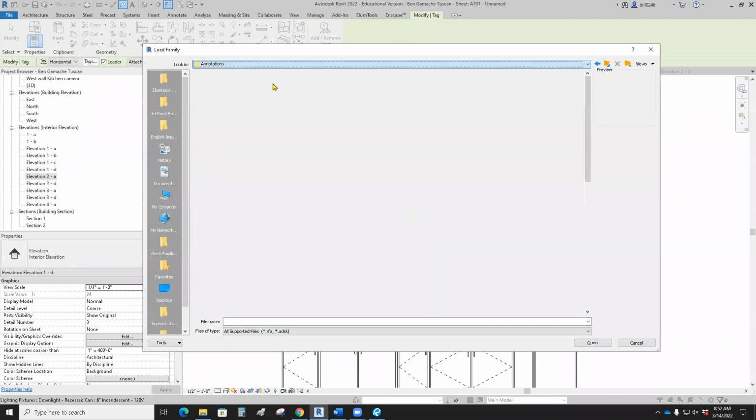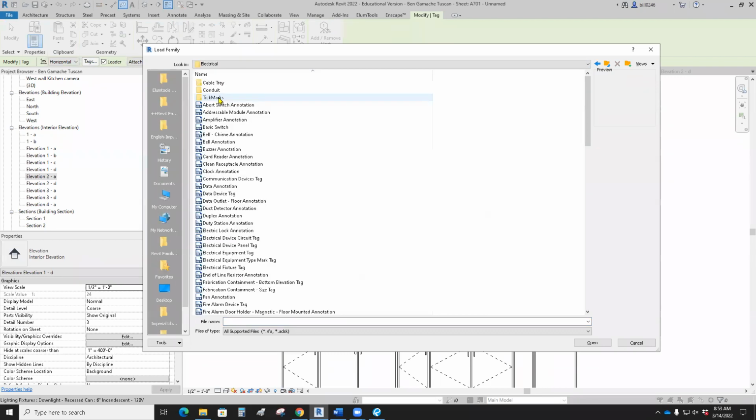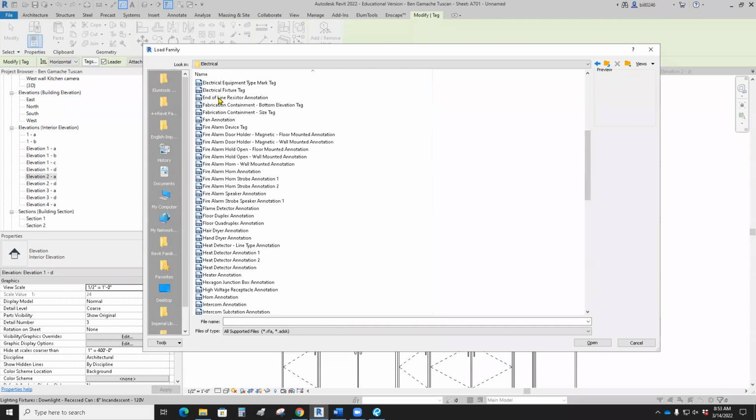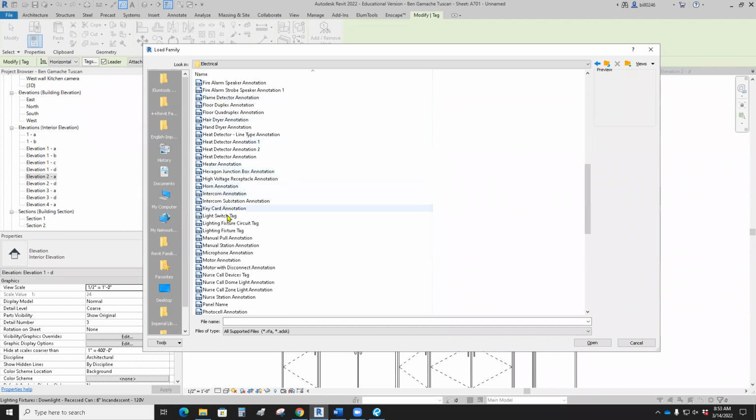Let's go back to annotations. Let's see, light fixture. Where would it be? Yeah, probably electrical, huh? Let's see if we're right. Look at all those we have. There's a lot of tags. Be careful. Don't do the circuit tag. It's the light fixture tag. That's the one we need.